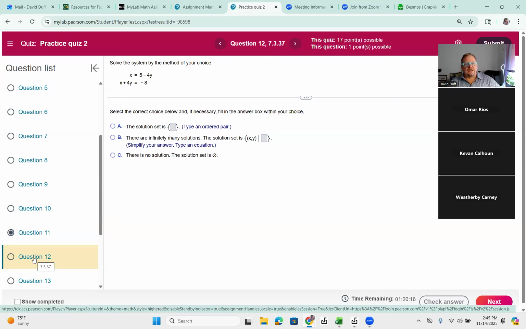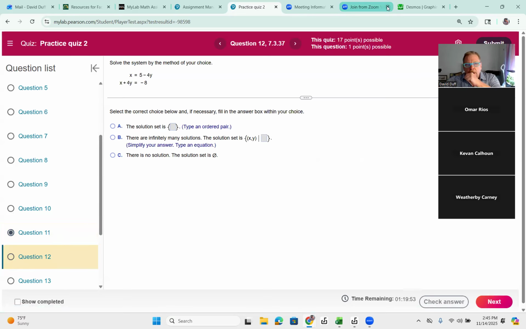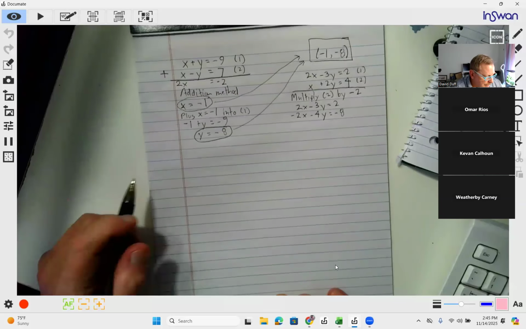All right, so they're saying solve the system by the method of your choice. Well, I didn't give you another method because, again, time is of the essence. We're not going to use the substitution method, but let me show you something else.